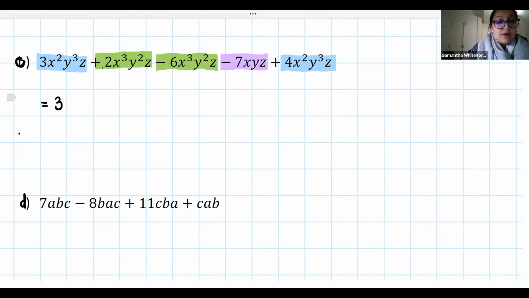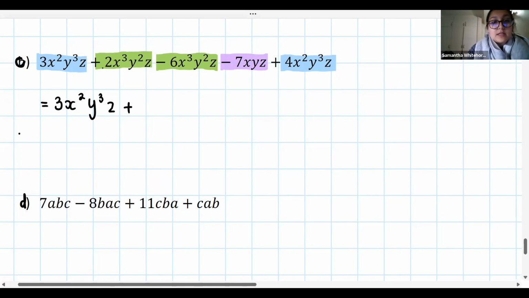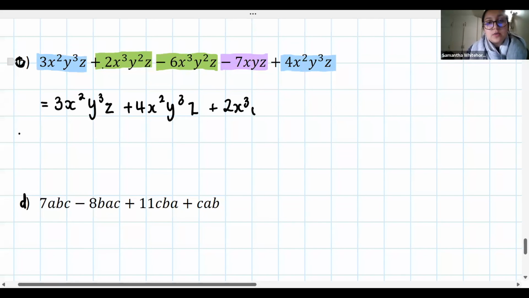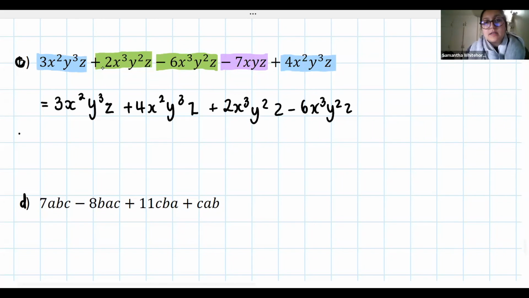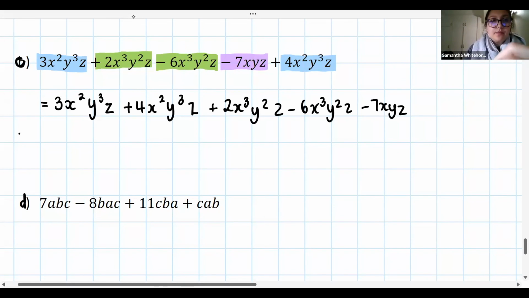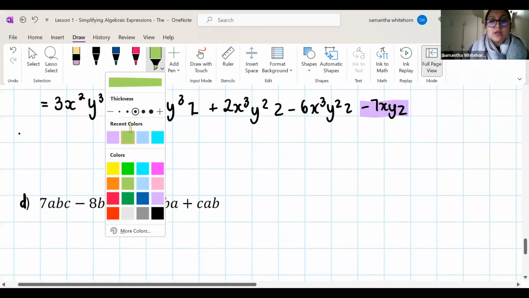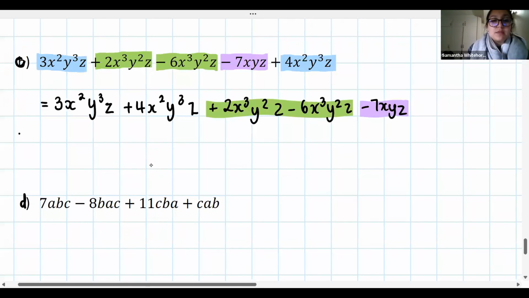Let's just do it because there is a fair amount going on here. We've got 3x squared y cubed z plus 4x squared y cubed z. That's a weird looking z, but whatever. We'll just roll with it. Plus 2x cubed y squared z minus 6x cubed y squared z minus 7xyz. So all I've done is I've grouped my like terms. And if you want to re-highlight them so that you know what it is you're working with, that's cool. But essentially, you've just put them together. Now you can go and add and subtract them.